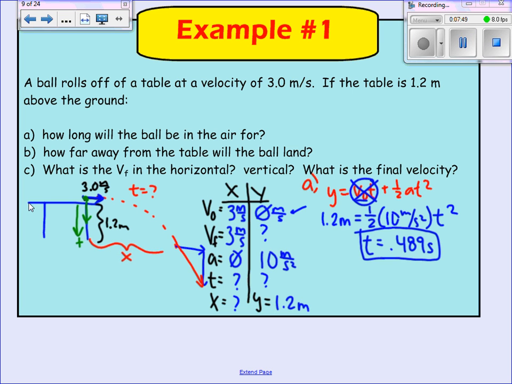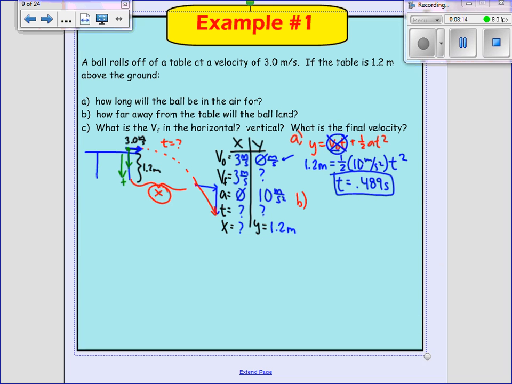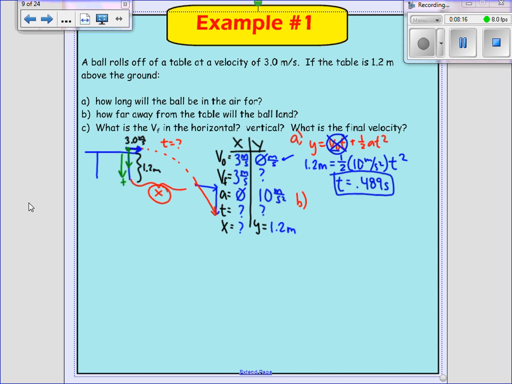All right, now let's look at question B. Question B asks, how far away from the table will the ball land? So it's asking for this distance right here. Since that is asking for an x component, we now need to use x values. We want to know how far horizontally the ball went. Let me extend this page a little bit so we have some more space. Okay, so now I'm going to look at my same formulas, but I'm going to look at x values.